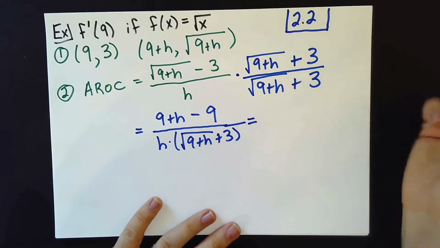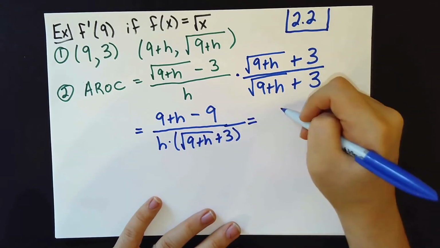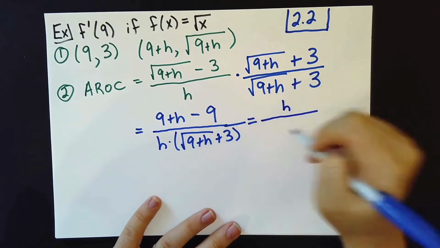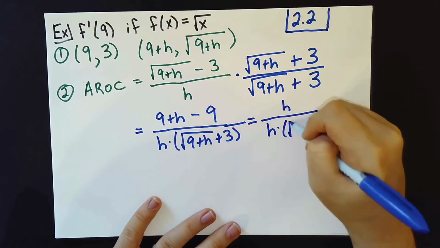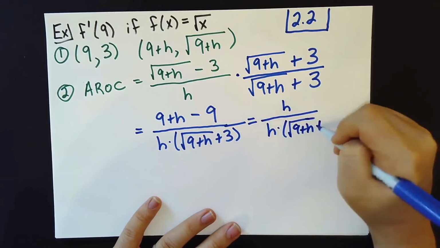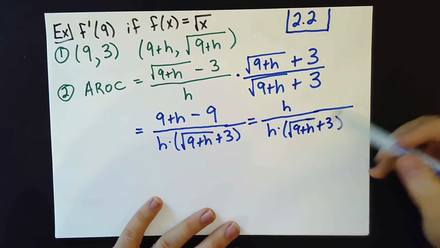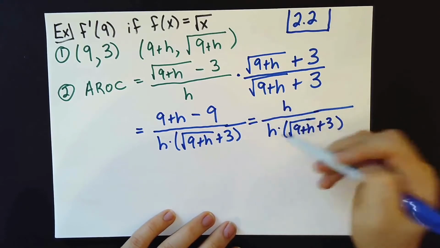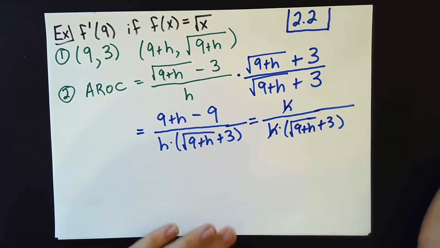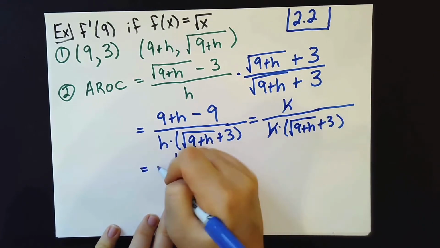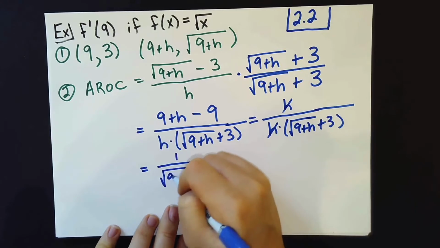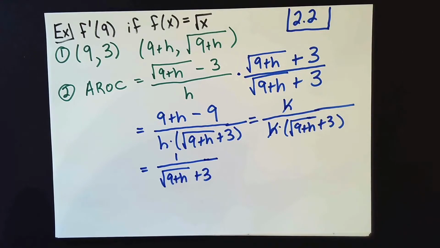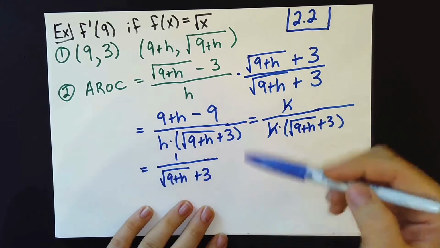And I said this would get rid of the square root. It didn't really get rid of the square root. I still very much have a square root. The square root is just in a better place. And I say the square root is in a better place because now we have these h's hanging out here where I can go ahead and cancel that h and that h, which is going to give me 1 over the square root of 9 plus h plus 3. And that is my average rate of change made all pretty.